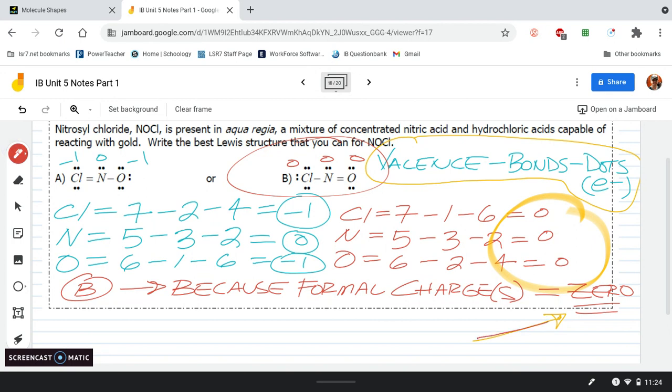Just don't do something like this on a test. Don't say, hey, it's B, because you got to say why. If you say it's B, great, but you're not going to get any points unless you say it's B because the formal charges are 0, right?